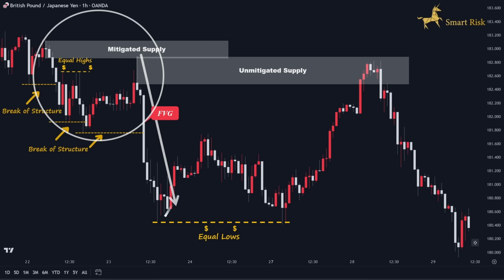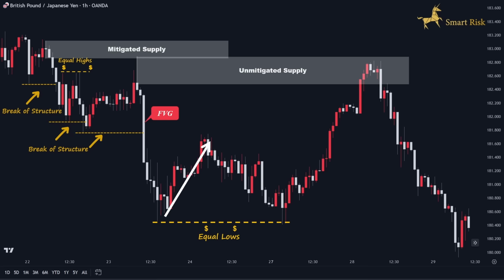The price then retraced upward but didn't reach the upper fresh supply zone. Instead, it moved downward again, confirming that supplies are controlling the market. Additionally, the price created a perfect sell-side liquidity pool below the equal lows.